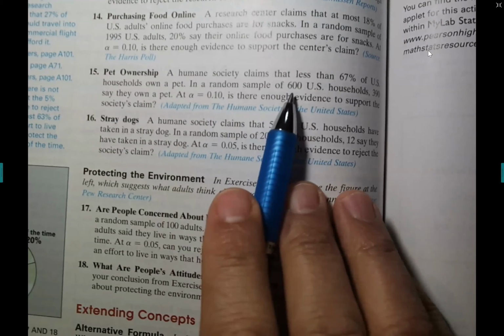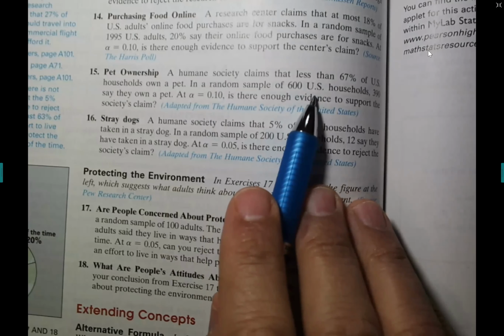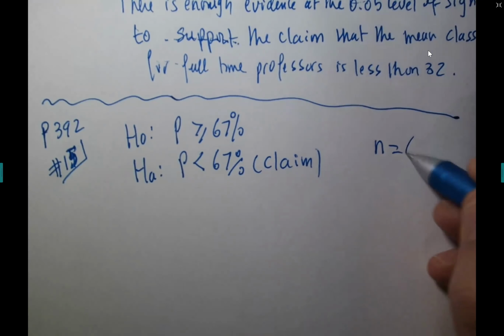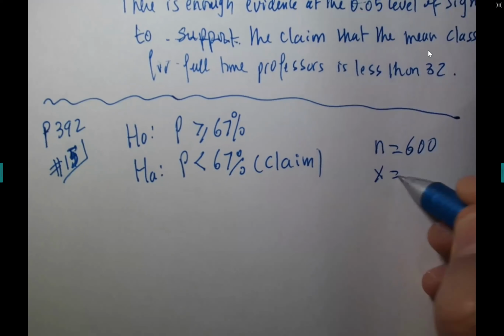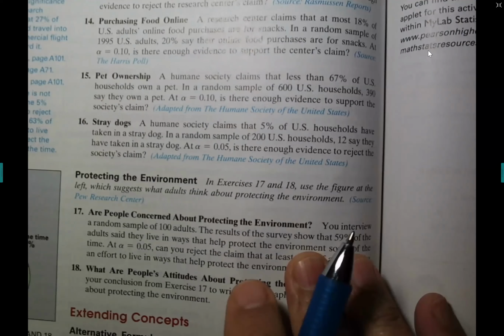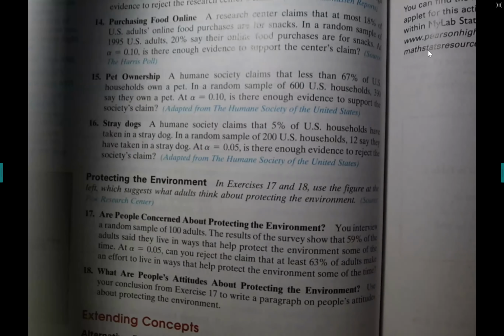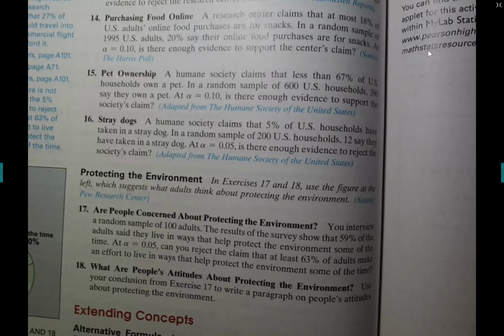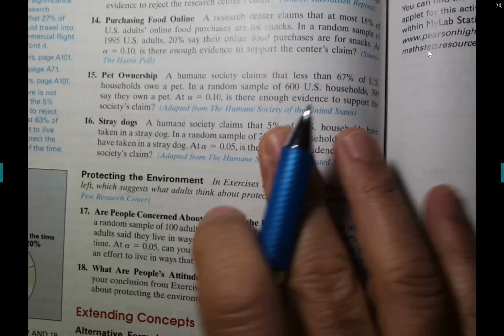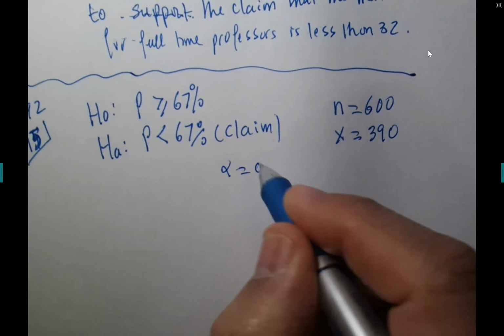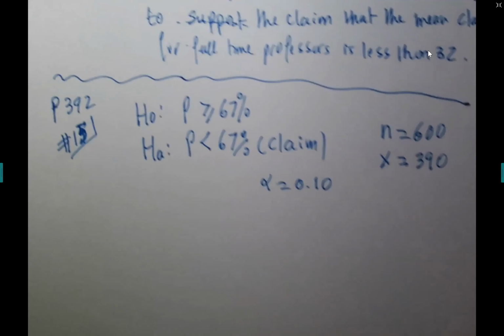In a random sample of 600 US households, 390 say that they own a pet. So N is 600 and X will be the number of successes, just like in confidence intervals, guys, the same thing, 390. At alpha equals 10%, is there enough evidence to support the claim? So alpha is 10%. Can we support the claim?